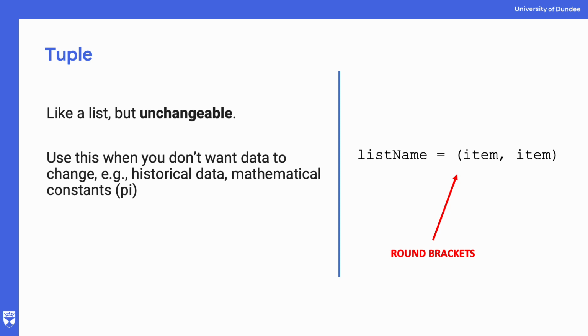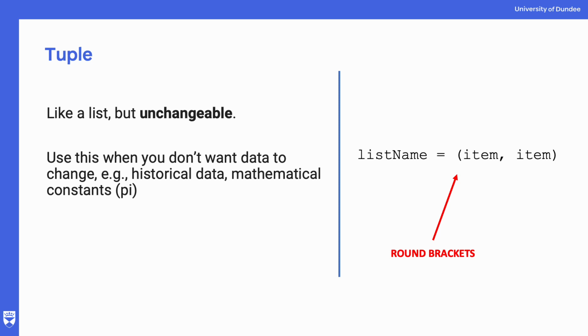So this is really useful when I want data that doesn't change. So I can't change it by accident in my program. That might be something like historical data. The list of kings and queens isn't going to change. That's factual. It might be mathematical constants that just don't change. For example, pi will always be the same number regardless.